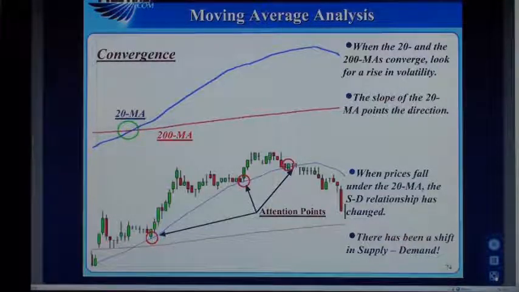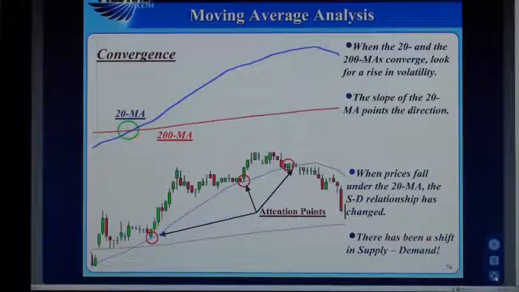So when prices had moved under the 20-period moving average, it tells us that the supply-demand relationship has changed. Now, when we see prices moving under the 20 MA, we then have to look to the left and see if prices actually move under an area of support. Or did they just move under the 20 MA and not violate any support? Now, on this slide, we do see that a small double top had formed, and prices were moving down toward the next area of support.